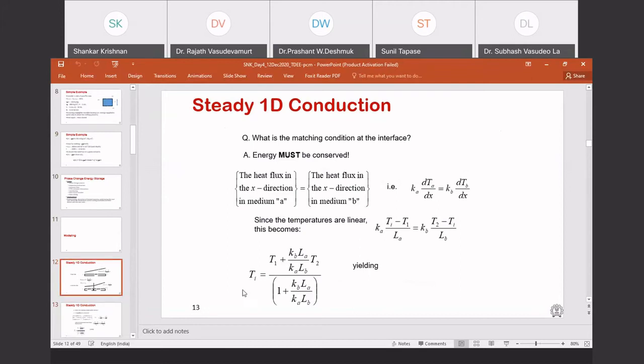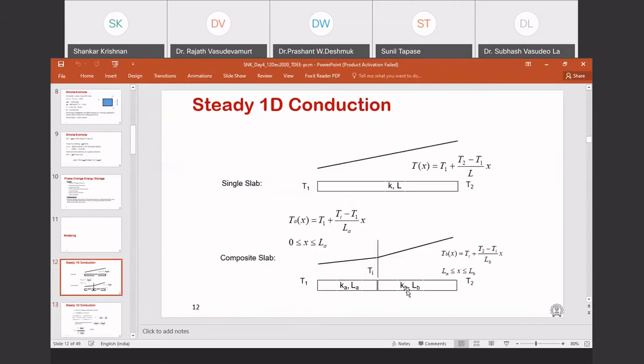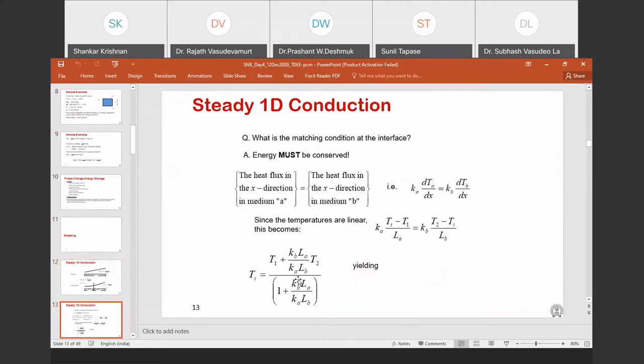So for this simple case of T1 and T2, we can figure out what the interface temperature is, by saying that material A will have this type of distribution and B material will have this type of distribution, and from this we can back calculate Ti, and that Ti shows up as this. So that's the simplest idea, where the heat flux in the x direction in the A material should be equal to the heat flux in the B material. That is the balance that we do when there is no phase change.